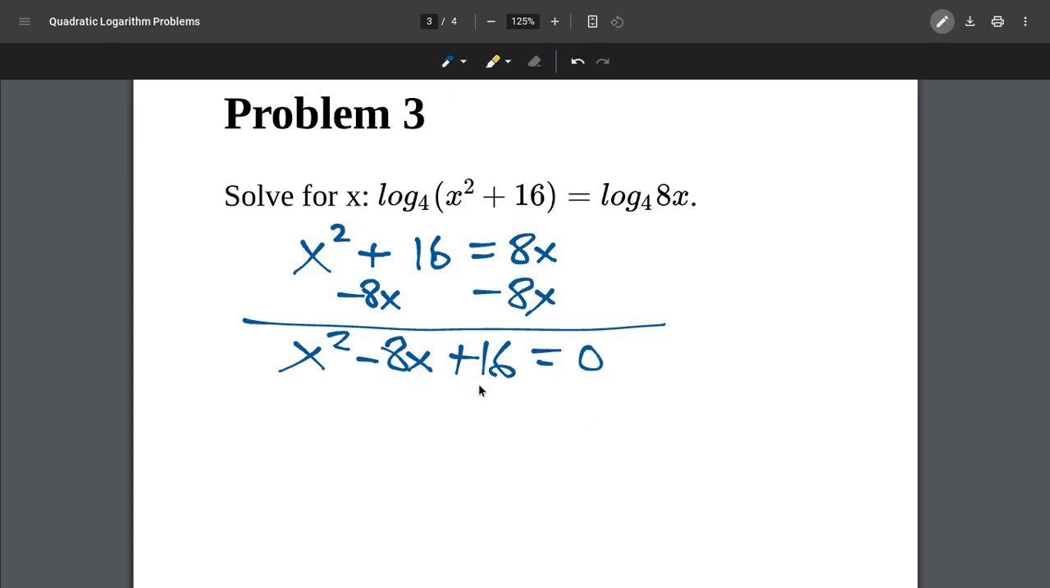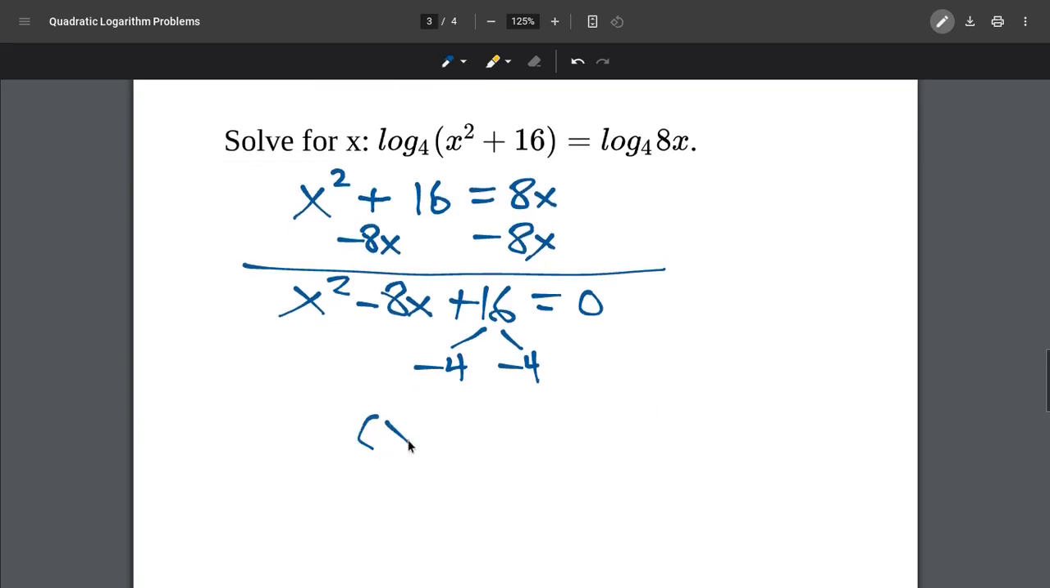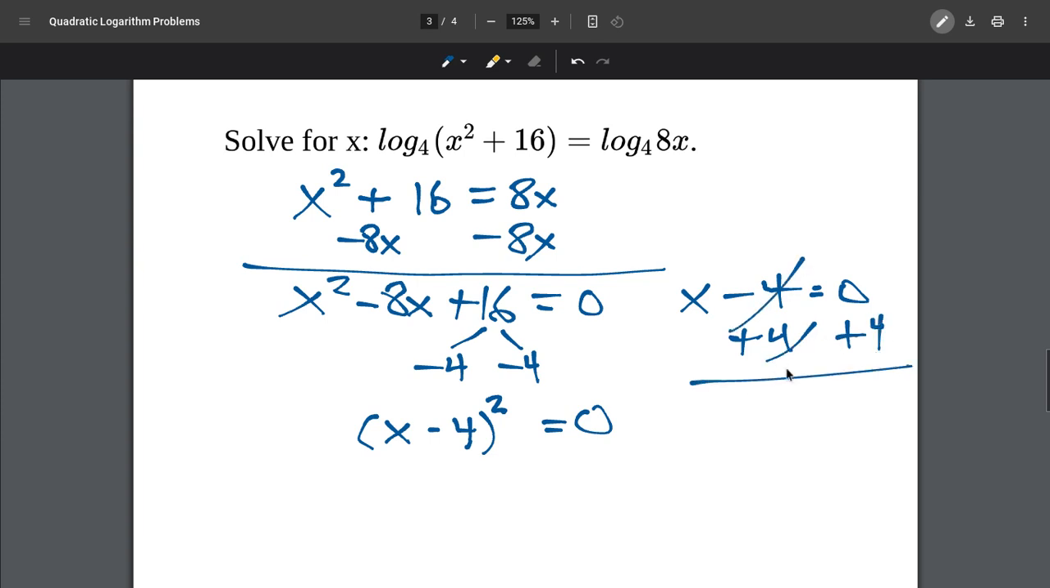I can factor this into x minus 4 squared. Negative 4 times negative 4 is positive 16 and adds to negative 8. So I'm going to factor this to x minus 4 squared, because it's x minus 4 times x minus 4 equals 0. So all we have to do is set x minus 4 equal to 0 here, and we'll add 4 to both sides. So we get x equals 4 as a potential solution.